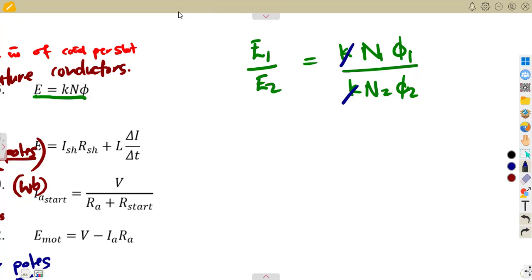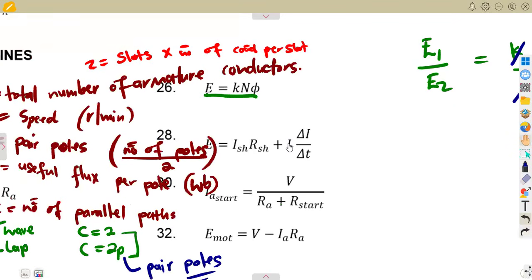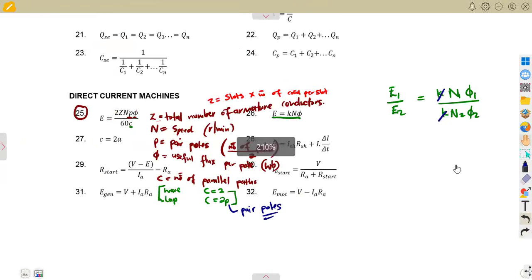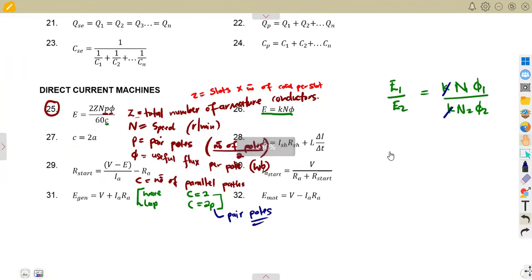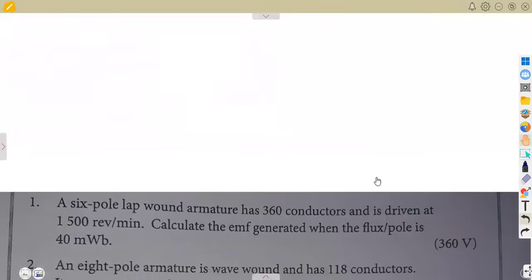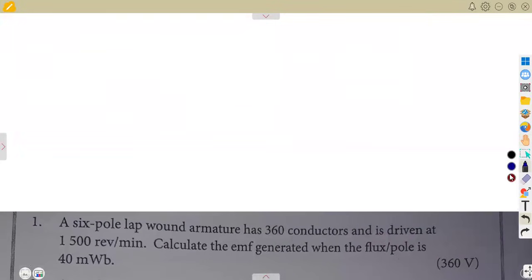With the conditions that you're given, those are the ones you use to answer your question. With this, you can answer any typical question on a DC machine talking about the EMF equation. If we consider the first part of our question, we are given a 6-pole machine. Take note, 6-pole is the number of poles that you're given.